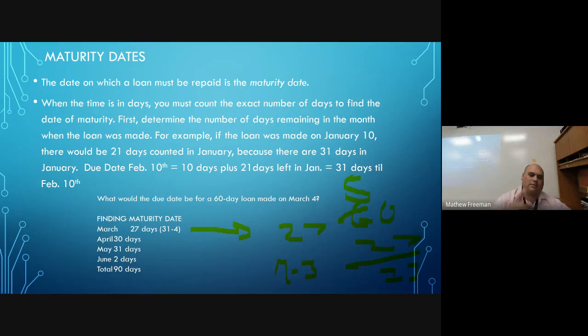If you do the 90 days, you see the example they give down there. The 90 days, it should be June 2nd. So that's how you figure out the maturity date when you're trying to do it 30, 90 days or so forth, depending on how many days you're given, how many days that loan's going to be.